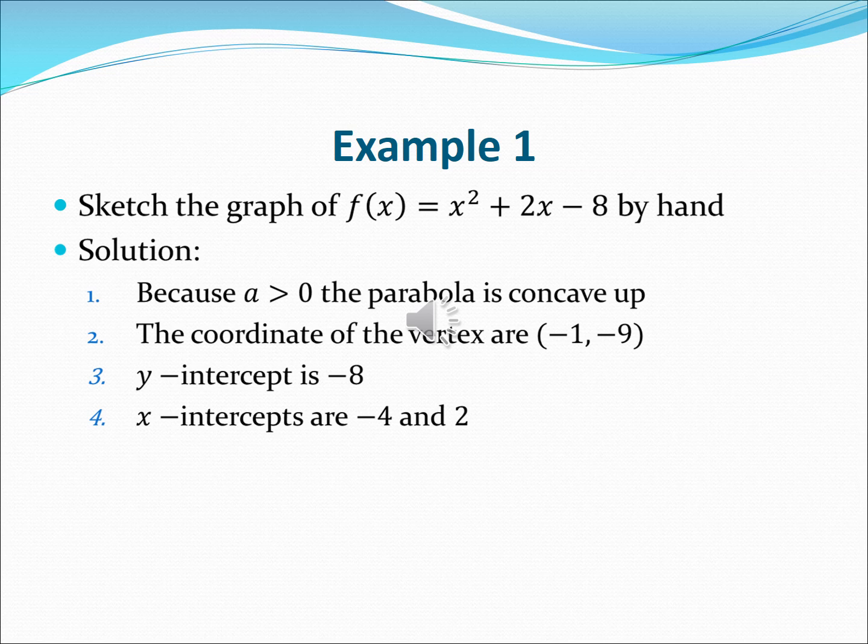The coordinates of the vertex are -1 and -9. The y-intercept is equal to c, which is -8. The x-intercepts are -4 and 2. This is found by solving the quadratic equation x squared plus 2x minus 8 equal to 0. When we solve for that, we get x-intercepts of -4 and 2.